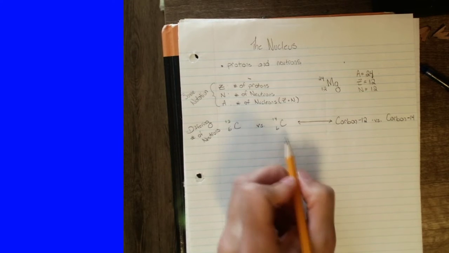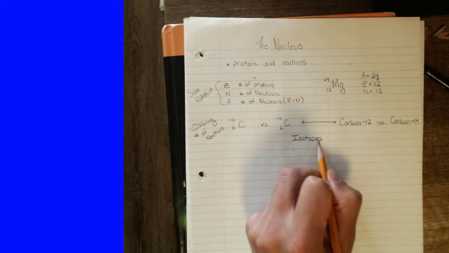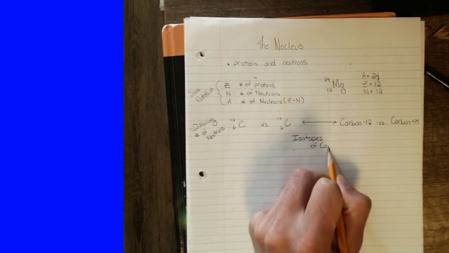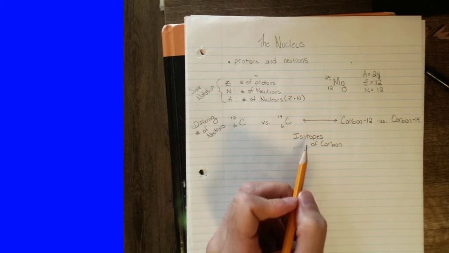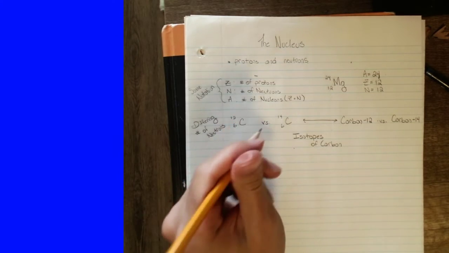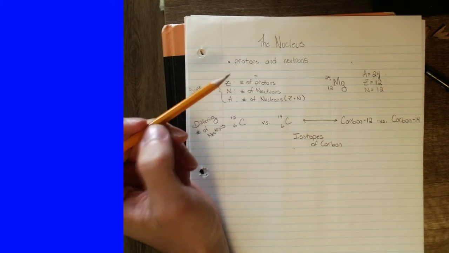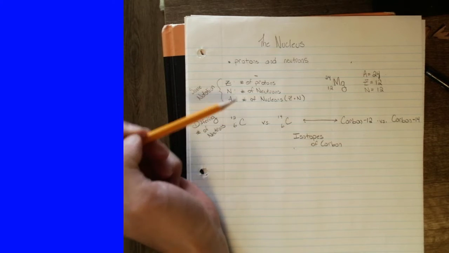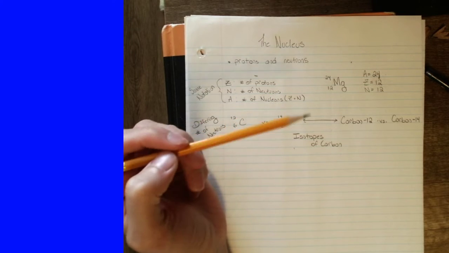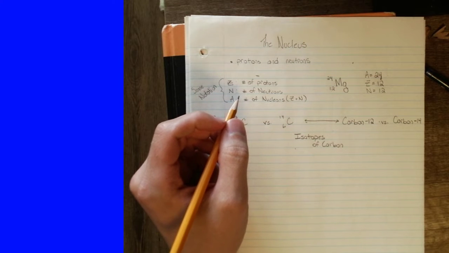These are sometimes referred to as isotopes. Both of these are isotopes of carbon. And there are more isotopes of carbon that would consist of a different number of neutrons. For example, carbon-13 is an isotope of carbon. Just to recap, we have protons and neutrons, and then a total atomic mass. And you can have atoms with different numbers of neutrons, and we refer to those as isotopes.